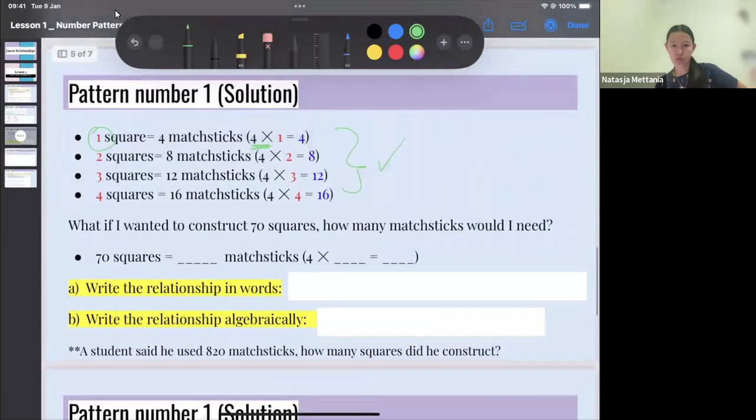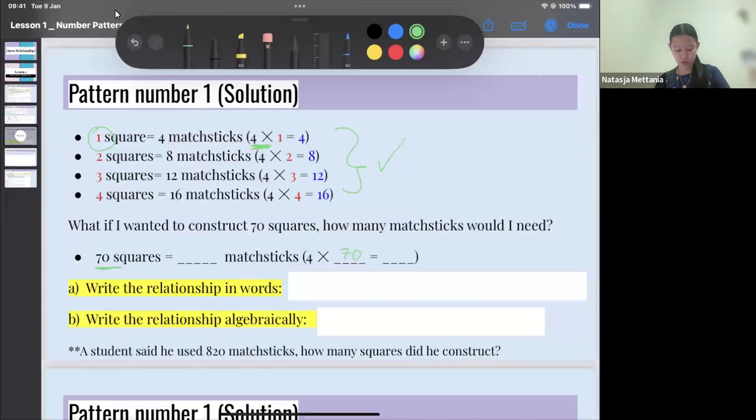Now, what if I wanted to construct 70 squares? How many matchsticks would I need? Well, if I have 70 squares, how many matchsticks? Well, I'm going to use the pattern timesing it by 4. So I'm going to go 4 times the number of squares, which is 70. And I'm going to put it into my calculator.